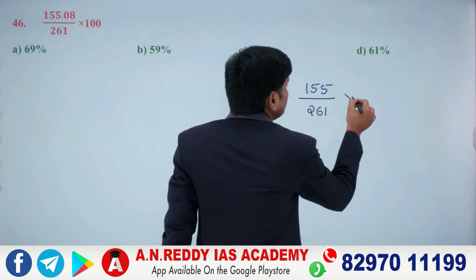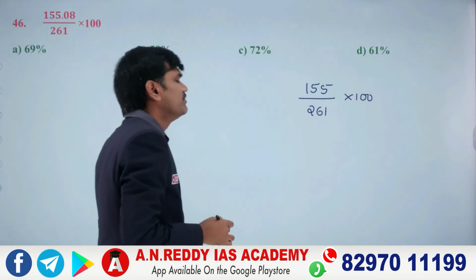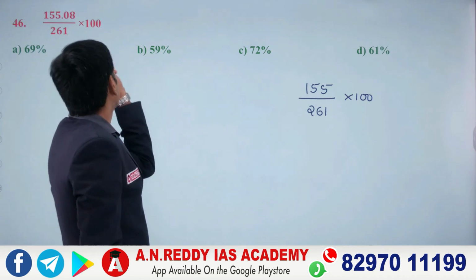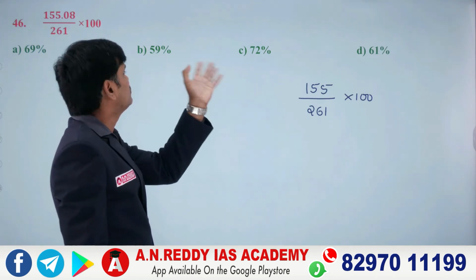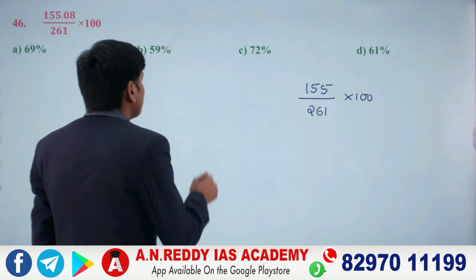155 by 261 into 100. Let us start with 10%, as all the options are around 60 to 72, 59 to 72, no? So I'll directly jump to 60%.